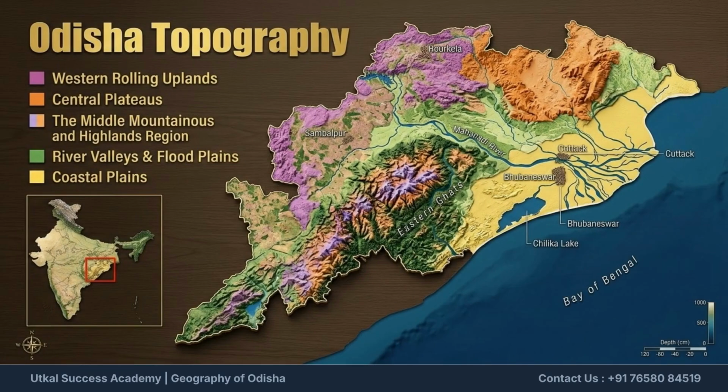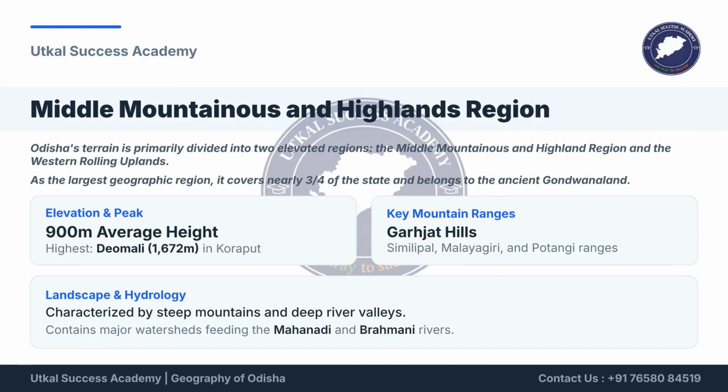The topography of Odisha is divided into 5 physiographic regions. These include the western rolling uplands, central plateaus, middle mountainous and highlands region, river valleys and floodplains, and coastal plains. The middle mountainous and highlands region is Odisha's largest geographic area, covering nearly 3/4 of the state. It has an average height of 900 meters, with the highest peak being Deomali at 1,672 meters in Koraput. The region includes the Garjat Hills and feeds major rivers like the Mahanadi and Brahmani.